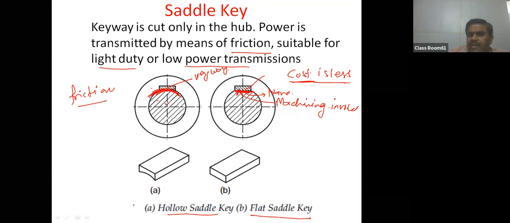This is the plane surface of the shaft, and with this plane surface, this key is attached. It is a flat saddle key because the surface of the shaft is plane. But here the surface of the shaft is circular, so that's why it is hollow saddle key. Both are applicable for low power transmission. But the flat one is somewhat superior with respect to the hollow saddle key because the surface is plane, so the frictional resistance is more. That's why it can transfer power more smoothly as compared to hollow saddle key. So this is saddle key.